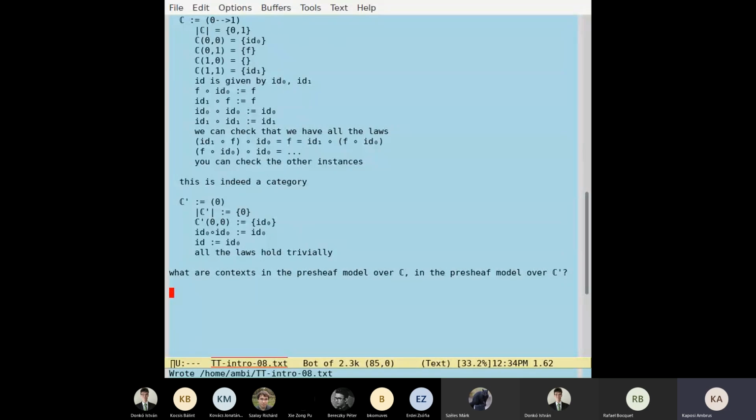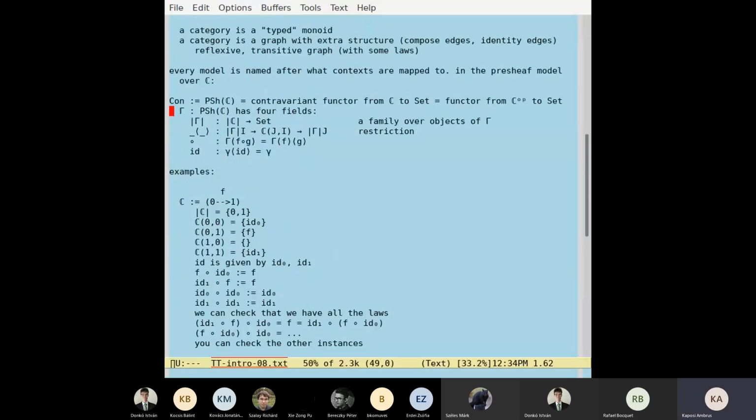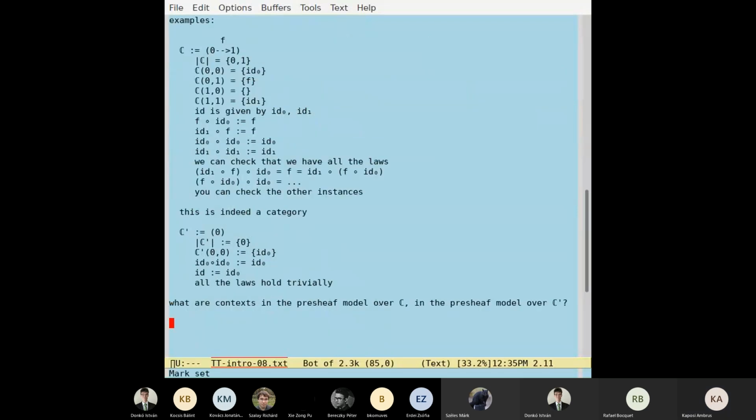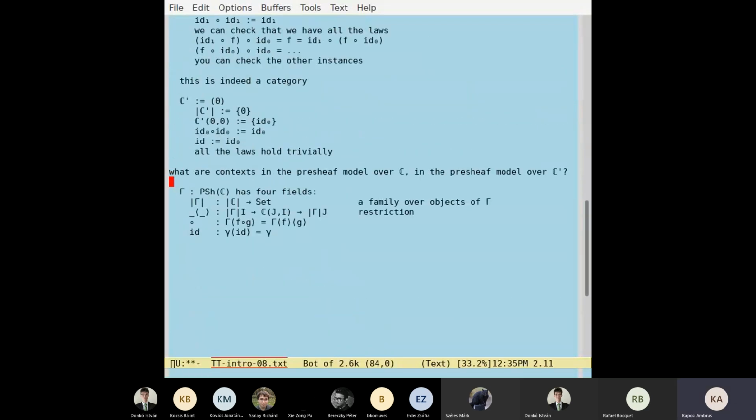Okay, so let's check the C prime first, because that's the simpler one, right? So let me copy and paste the definition of this here. So if C, okay, so C, the context in C prime will have these 4 fields. Okay, so let's see what they are.